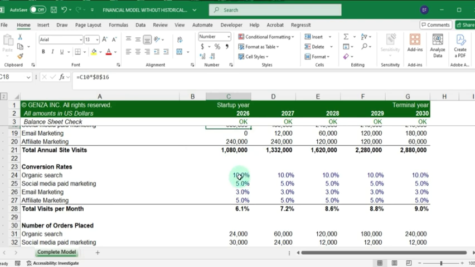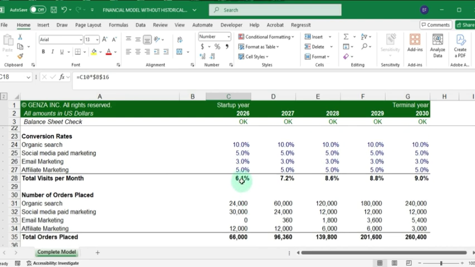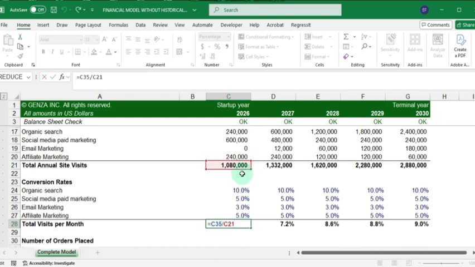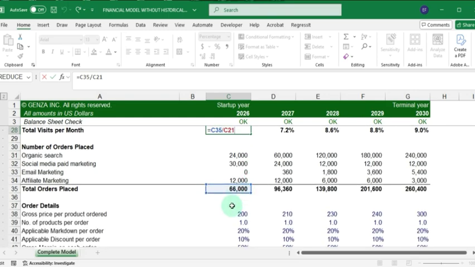All right, so that is the conversion rates, the assumptions that we have made here. And then we have the total annual visits, which is actually our total orders placed. Total orders placed here divided by our total annual visits. So that is what we are having there.